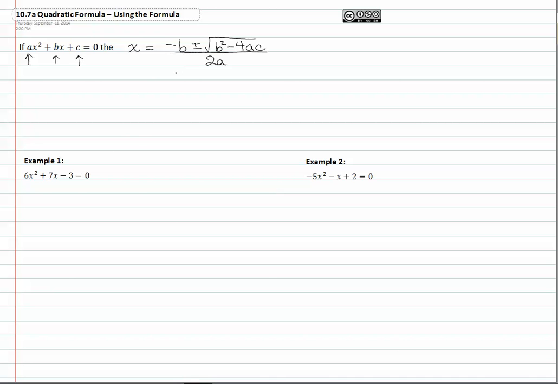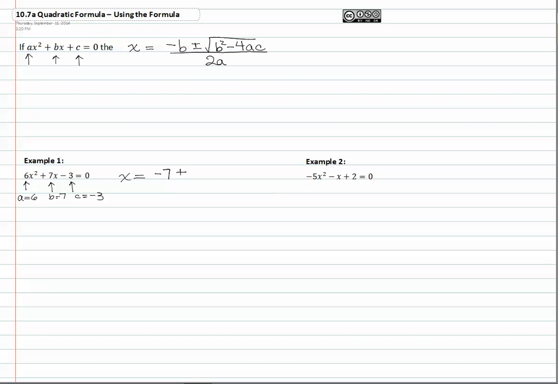Let's use the formula to solve example 1 for x. Since we know that a, b, and c represent the coefficients, and my exponents are in descending order, I know that a is equal to 6, b is equal to 7, and c is equal to negative 3. Because of this, I can just plug it directly into the formula wherever there's a letter in the original formula. I can substitute it with a number.